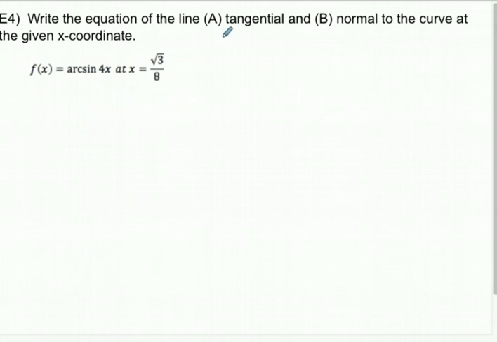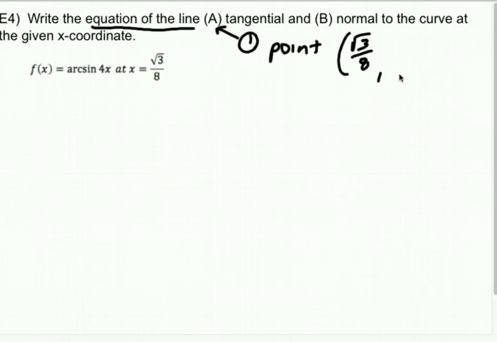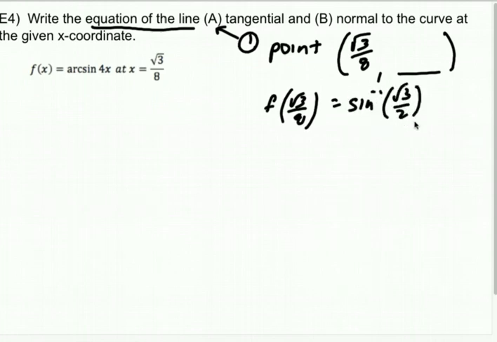Cool. In order to write the equation of a line, I need two things, right? Number one, I need a point, right? I know that the point is going to be root 3 over 8 comma some mystery value, right? So in order to find that mystery value, I'm going to do f of root 3 over 8, which is going to be the arc sine or the inverse sine of root 3 over 2, right? Because the 4 and 8 would cancel.